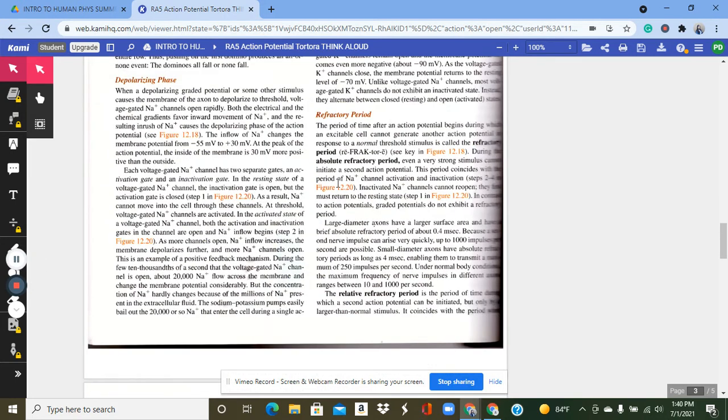So basically during the activation state, or the process of opening the activation gate, this occurs in response to the voltage inside the cell membrane, the membrane potential, as it becomes more positive with respect to the outside of the cell, which is depolarization.